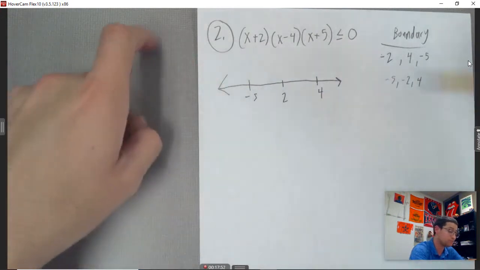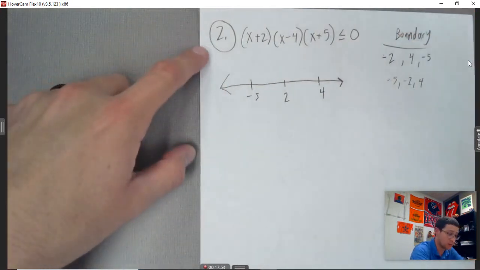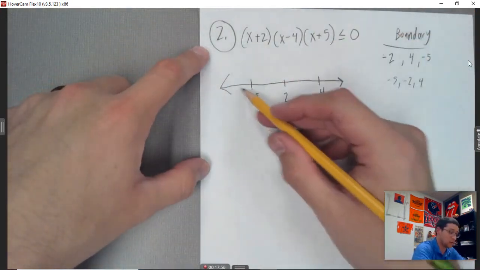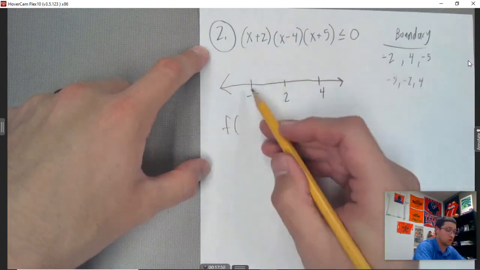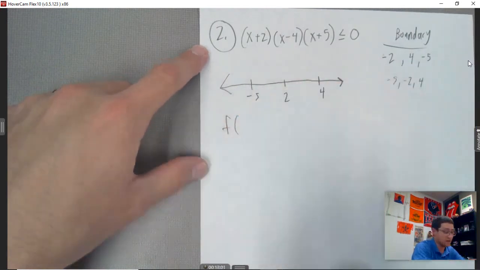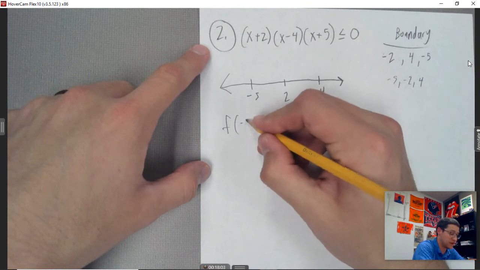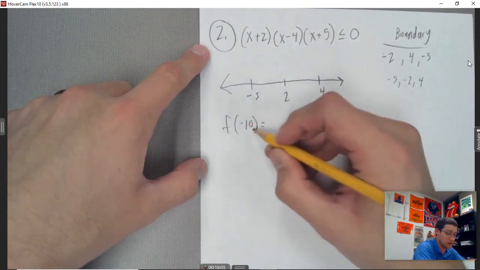So that's our goal. So we're going to go ahead and start plugging things in. Okay, we want to plug in things from each interval. So I need something less than negative 5, just to show you, right? Let's just do negative 10. Okay, f of negative 10.